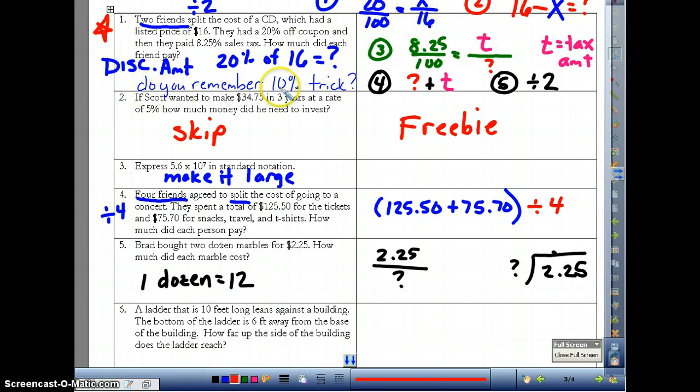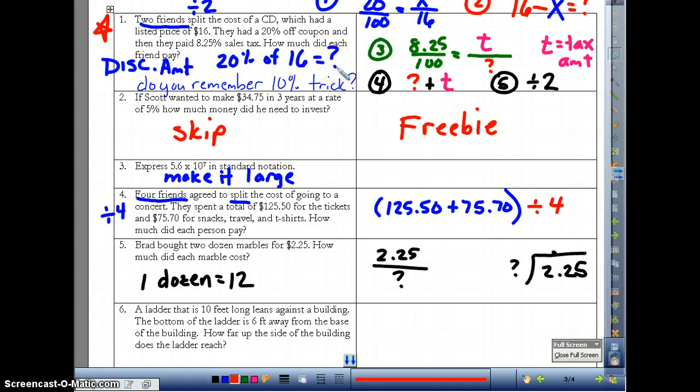Or do you remember the 10% trick? Do you know how to take 10% of 16? Do you remember you just slide your decimal point over once? If 10% of 16 is $1.60, what's 20% of 16? Yeah, if you don't know how to do that, you set up your percent proportion. Once you solve for X, you know what your discount amount is.